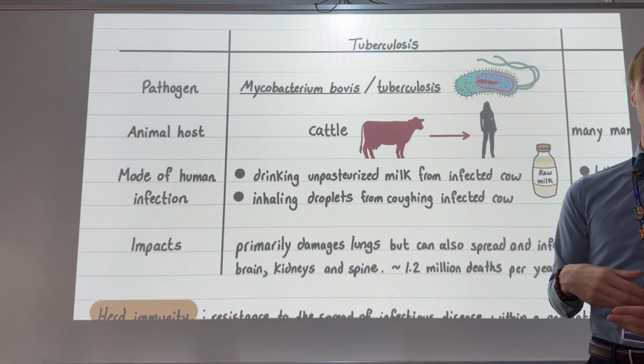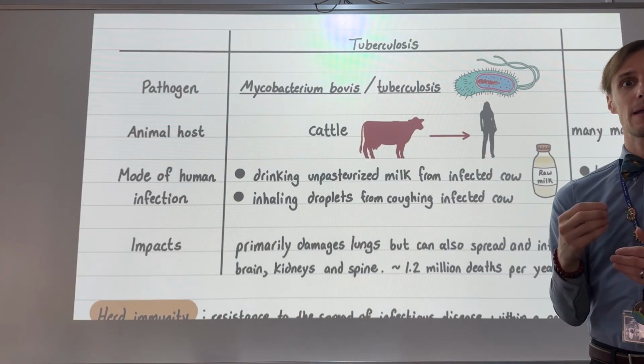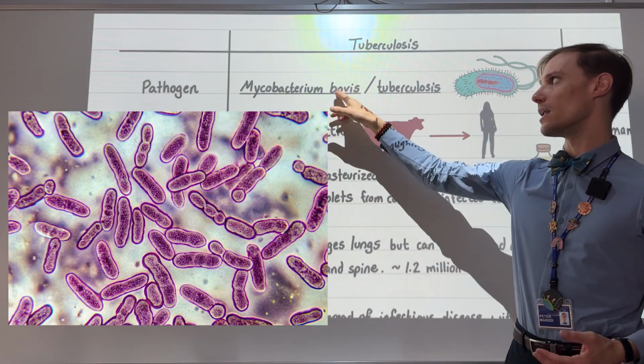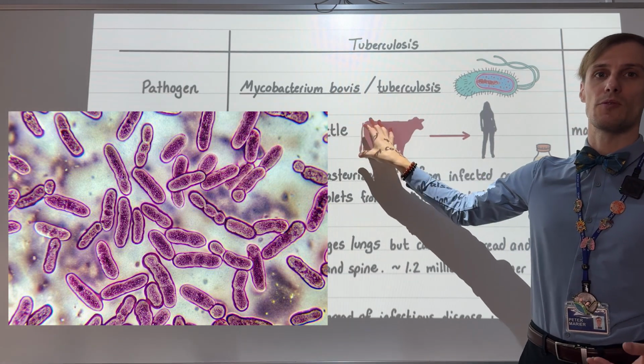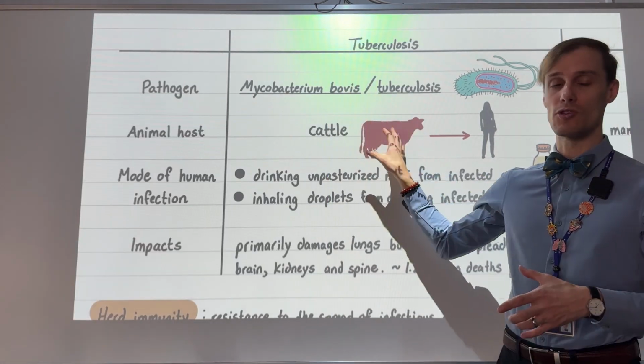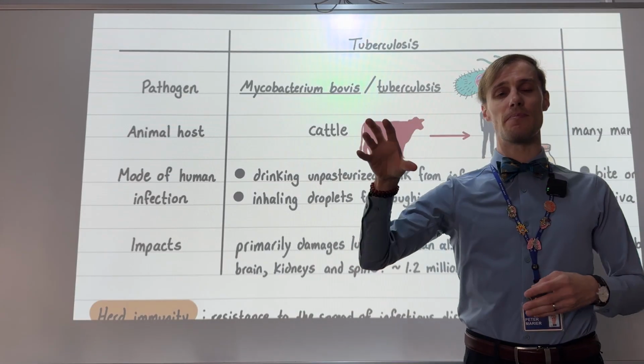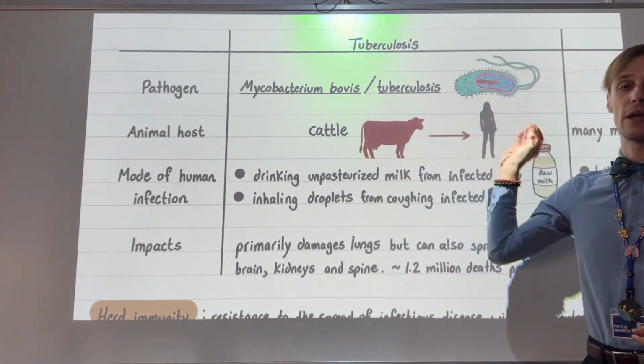The pathogen, as a zoonotic pathogen, is Mycobacterium bovis. Bovis meaning that it used to be reserved to cattle. Cattle used to experience tuberculosis. And then at some point, this bacterium was now able to be transferred to humans.